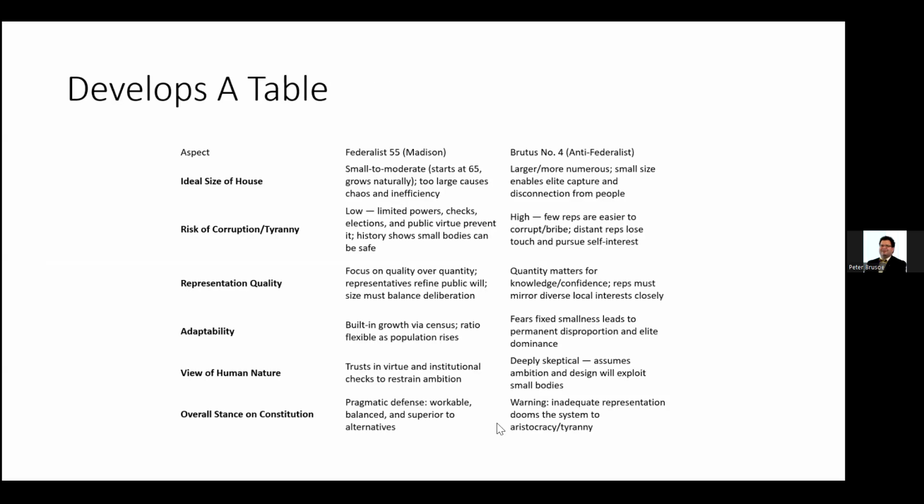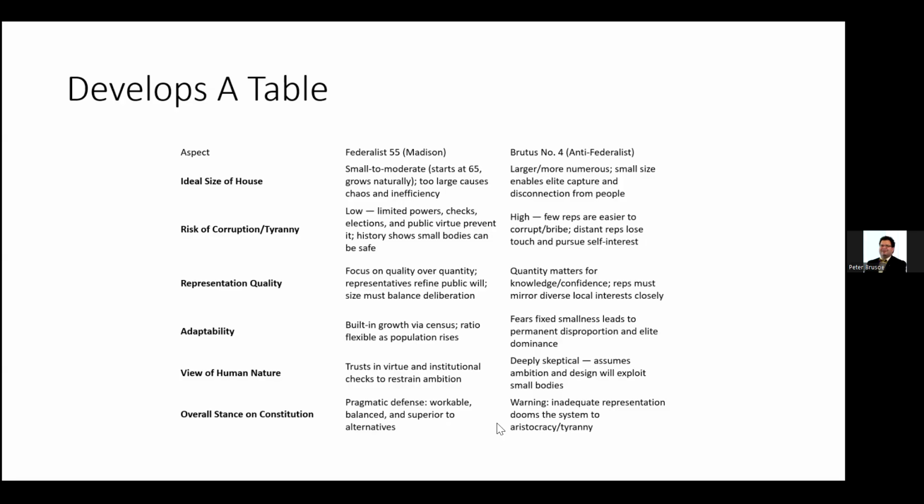And what's cool is we tell the students to develop a table using Grok to compare and contrast. So here you have the aspect under consideration, the ideal size of the House. Federalist 55 says, yep, the House is going to start at 65 and go from there. Brutus number 4 says, larger, more numerous; small size enables elite capture and disconnection from the people. The risk is corruption and tyranny. The Federalists were like, this risk is going to be very low, right? There's going to be enough checks and balances, and we're going to be electing the best members of Congress. We're going to have public virtue, so there won't be any corruption.